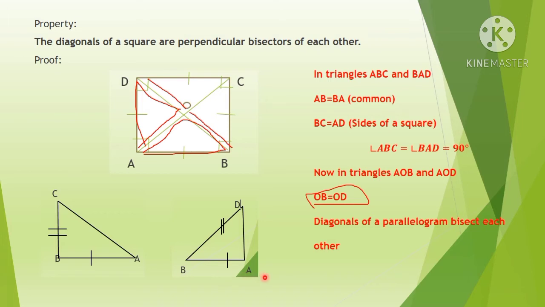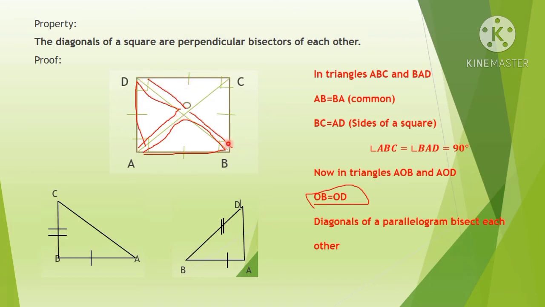Now in triangles AOB, we can take another triangle. AOB and next one AOD. AOB, one triangle. If you want, I'll mark it here. Look at here. AOB, this is one triangle. Another one, AOD. This is another triangle. In this, OB is equal to OD.